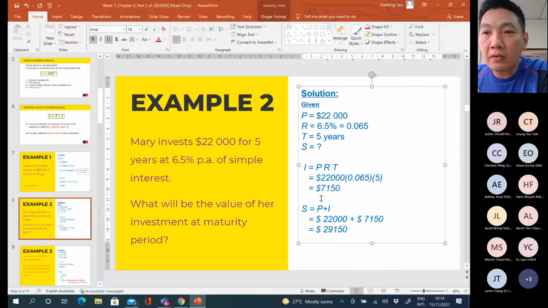So simplify, I get 7150. So this is the interest that will be earned by Mary after 5 years, because now Mary is the investor. But this question is asking what is the value of her investment. So we need to use P, the principal, which is the original investment that she made, plus the interest that she is going to receive at the end of the maturity period, which is at the end of 5 years. So it's P plus I. So I'll get 29150. Okay, so far so good for this question.